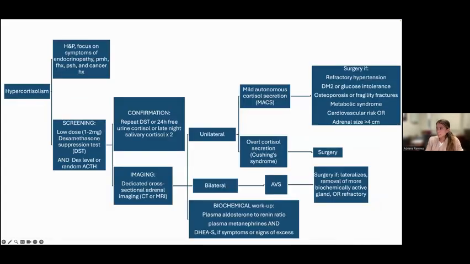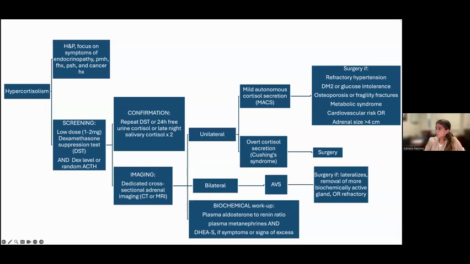So, expanding on the previous algorithm to include when you would recommend patients for surgery: in patients with unilateral adenomas with biochemical evidence of MACS, and they have one or more of the following: refractory hypertension, diabetes, glucose intolerance, osteoporosis, fragility fractures, worsening metabolic syndrome, high cardiovascular risk, or an adrenal greater than 4 centimeters, I do offer adrenalectomy for these patients. Patients with unilateral disease with overt Cushing syndrome should also have surgery if they're appropriate surgical candidates.